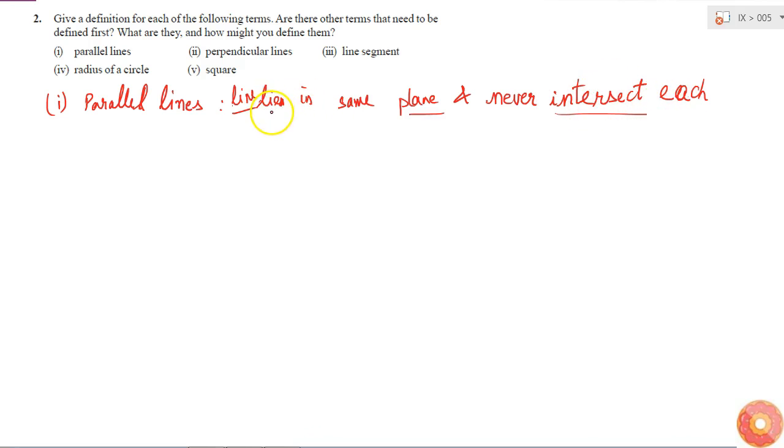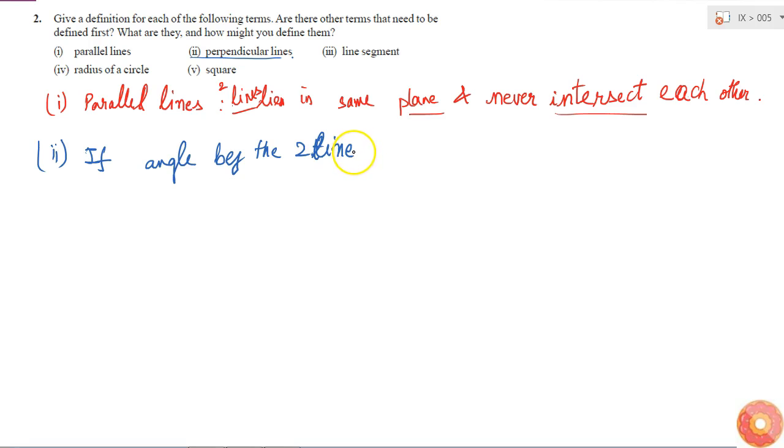So if two lines lie in the same plane and they never intersect each other, then they are called parallel lines. Okay. Now the second one is perpendicular lines. This is the exact opposite of parallel lines. Two lines are said to be perpendicular if the angle made by the two lines at the point of intersection is equal to 90 degrees. Or you can say that the angle made by two lines at the point of intersection is a right angle.